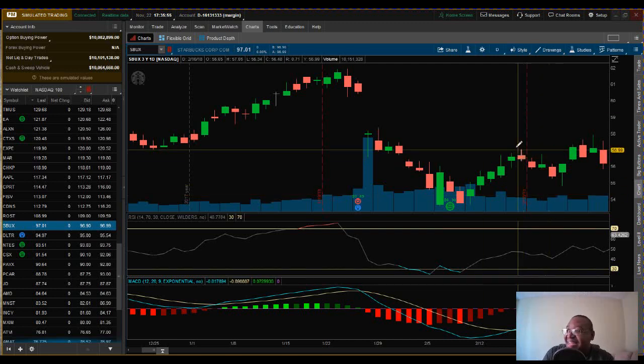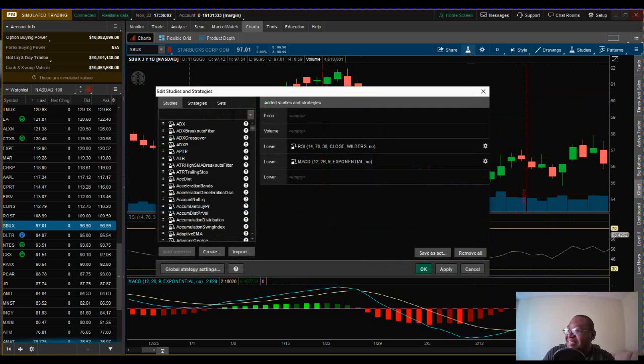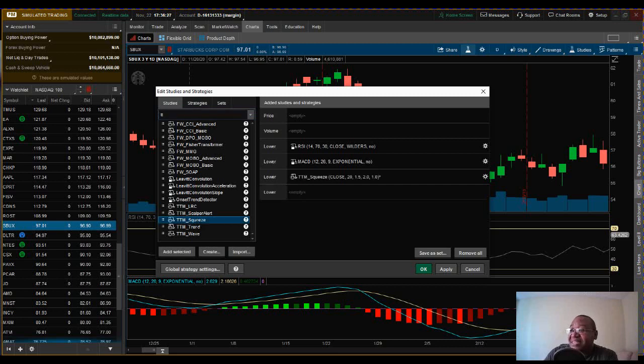And that is the TTM Scalper Alert. And once again, we're going to go to our edit studies up at the top. Come here, just type TT. And as you can see, there's a bunch of them, right? And all of these are good. The most popular out of these are probably the TTM Squeeze, which some people prefer over the MACD. It does pretty much the same thing as the MACD, but it just presents in a different way.